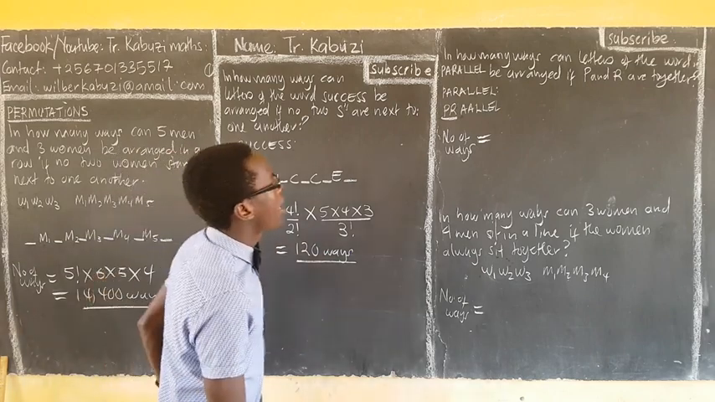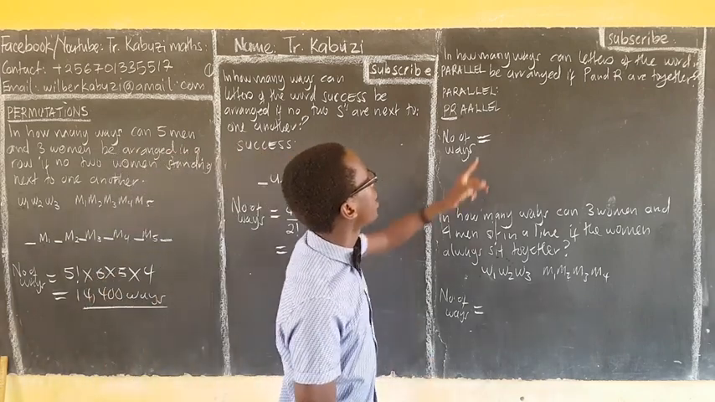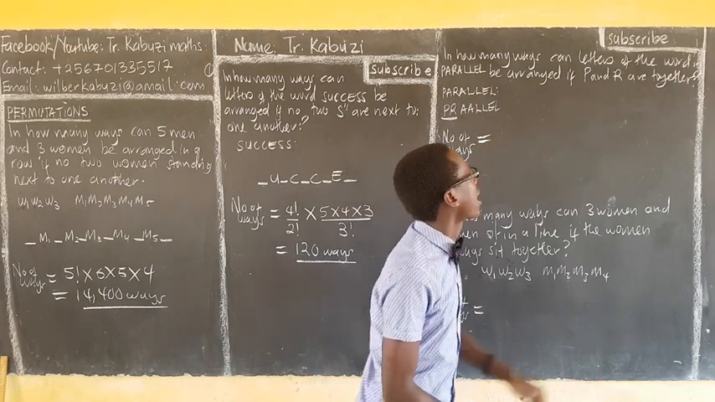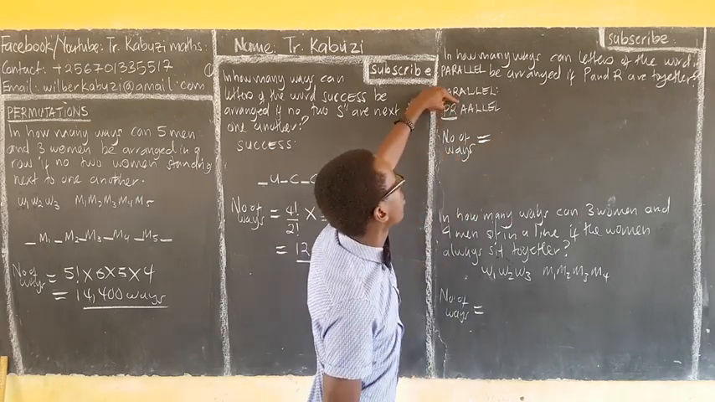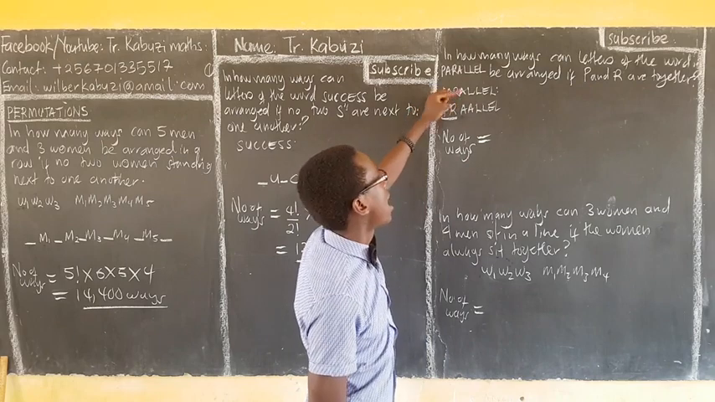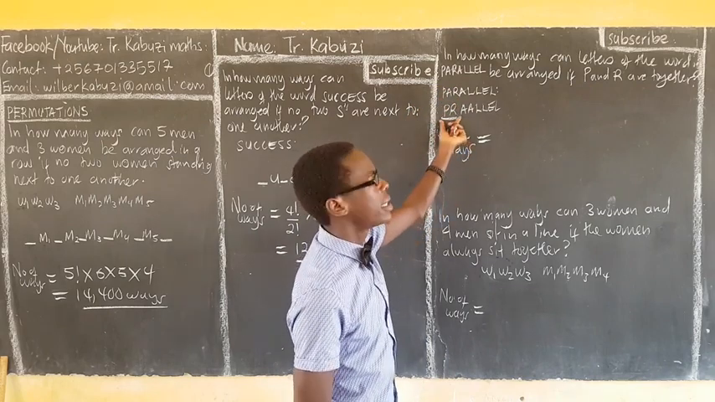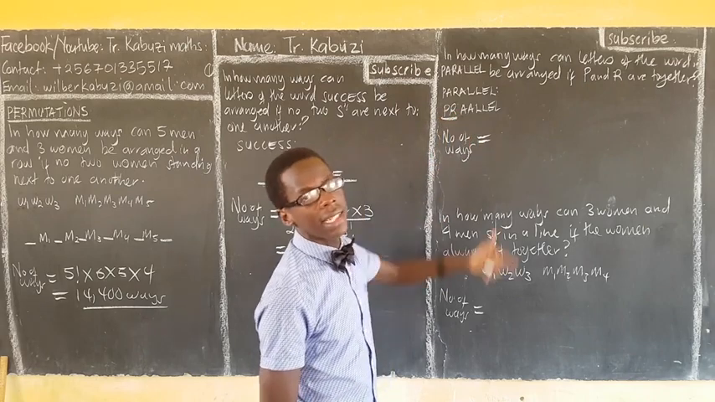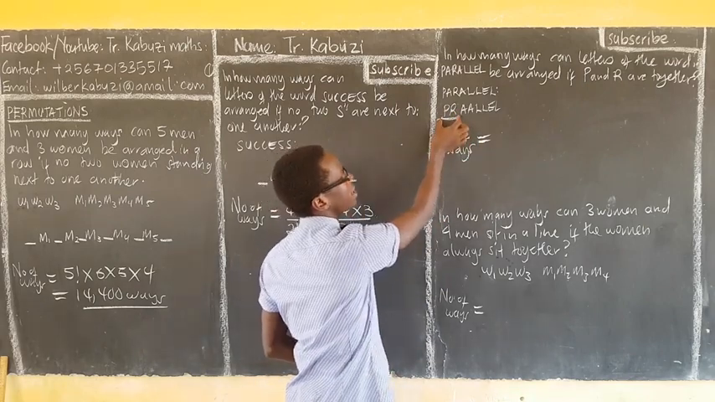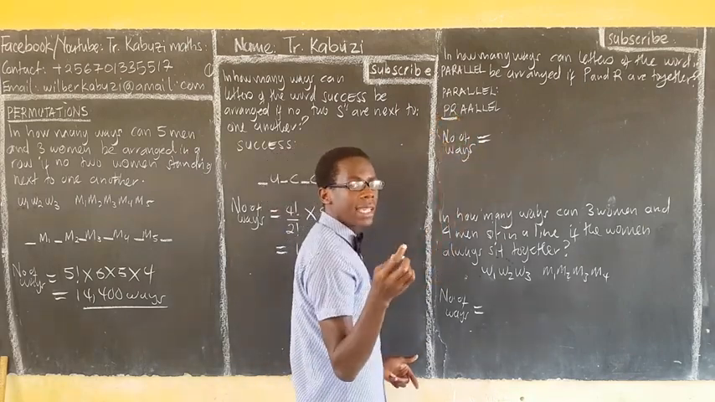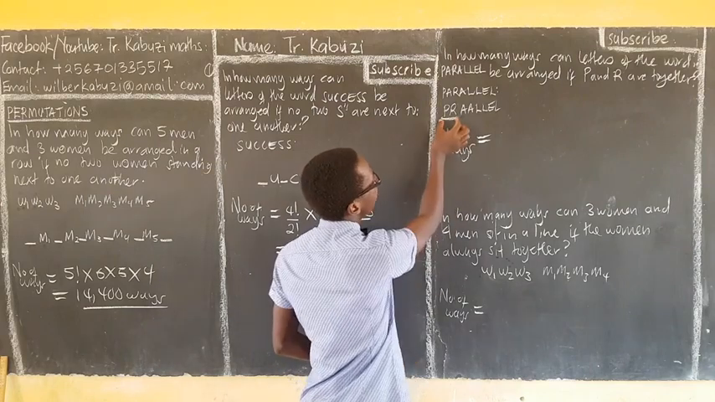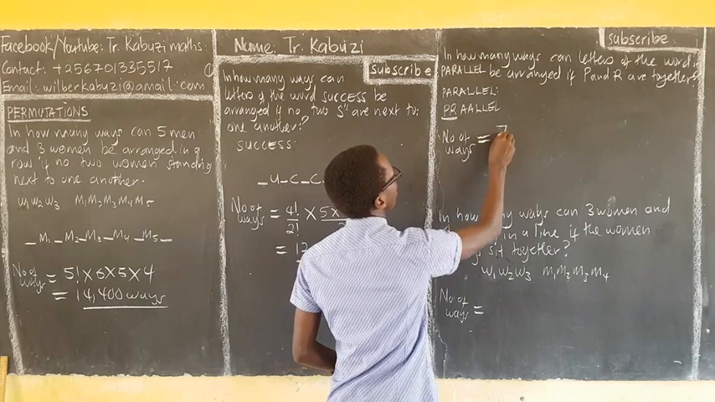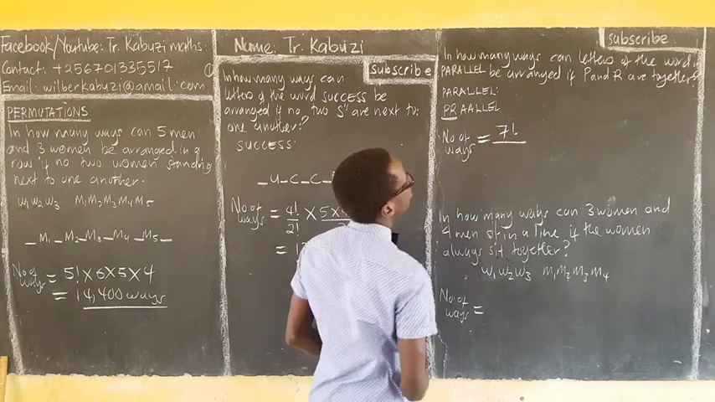When I come to this one, parallel, in how many ways can letters of the word parallel be arranged if B and R are together? Now, if B and R are together, this is how I write it. Now, in counting, I assume this is 1. So, I count now, this is 1. How many letters are there? So, when these ones are together, you count it as 1 letter. So, I have 1, 2, 3, 4, 5, 6, 7. So, I have 7 factorial over those repeating.